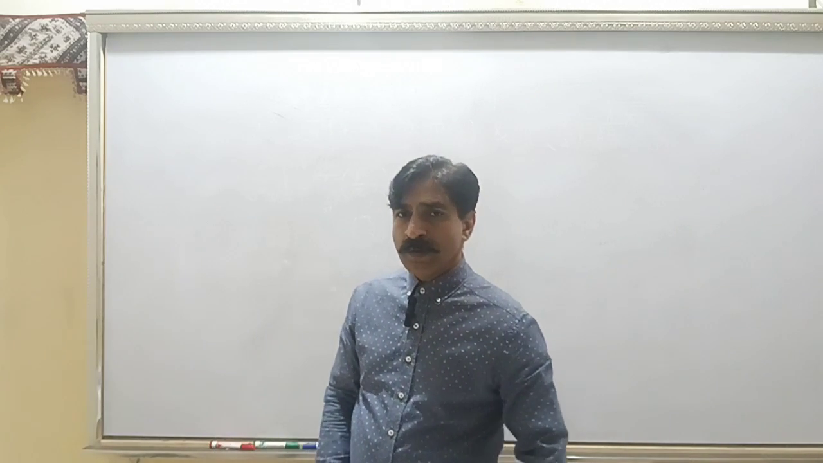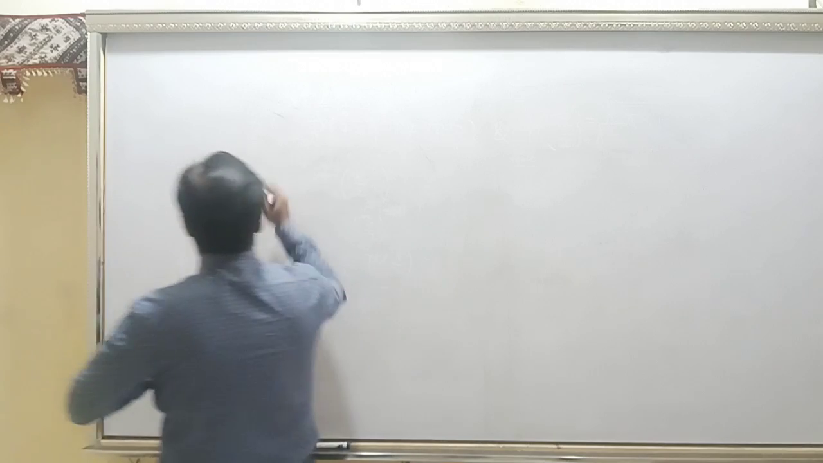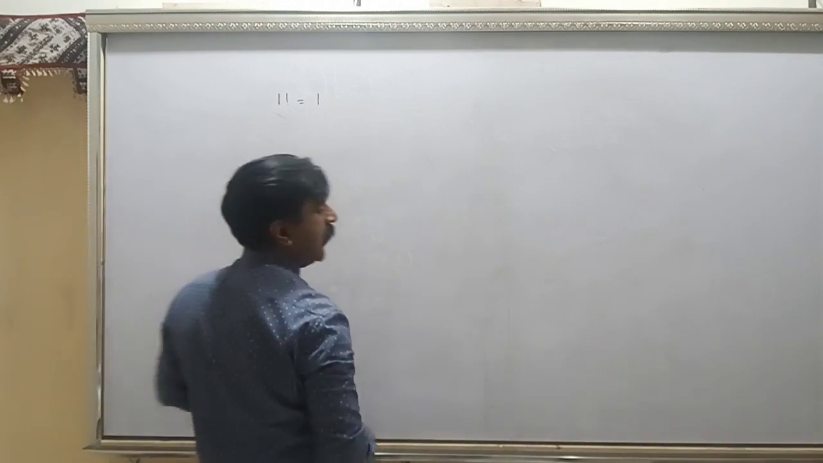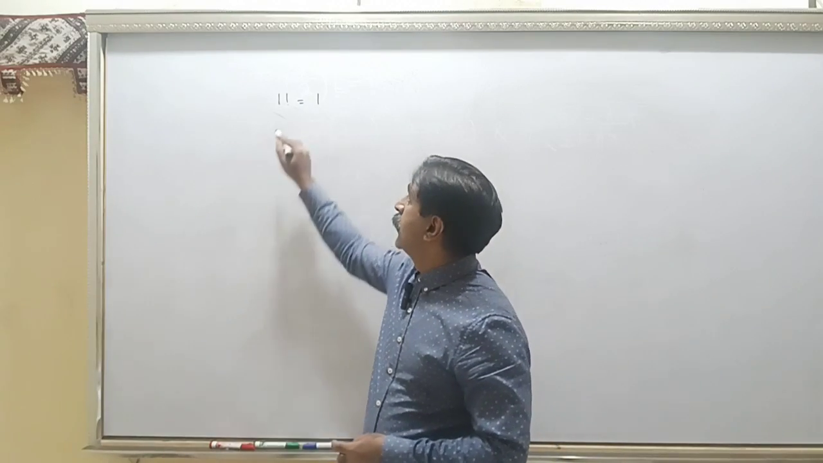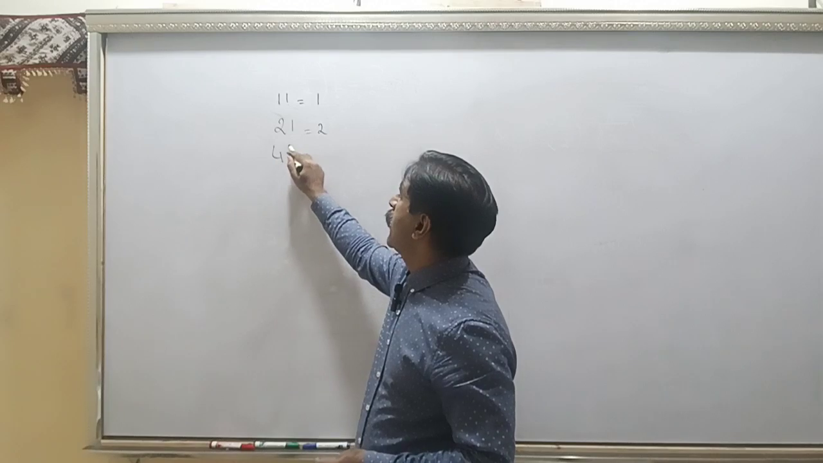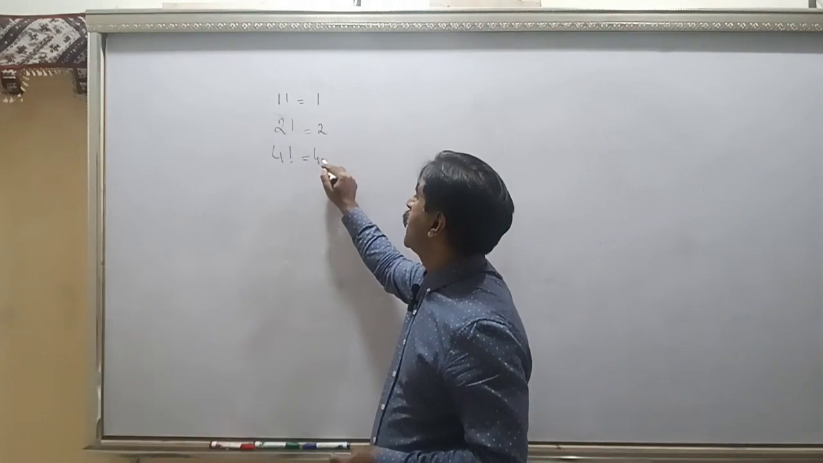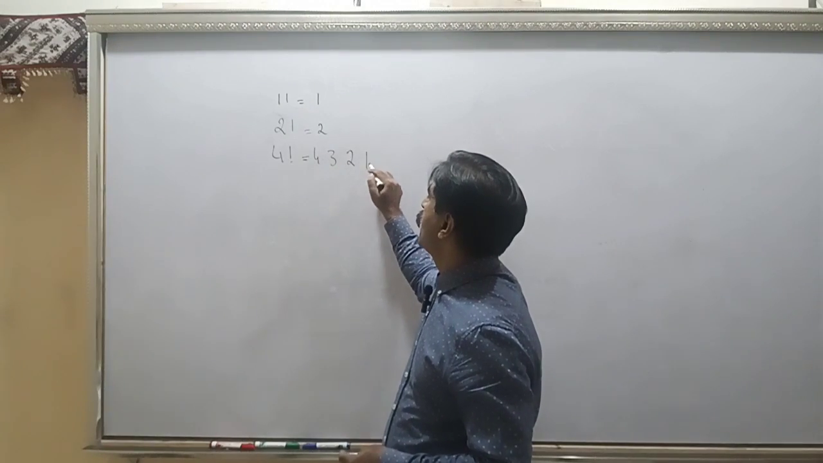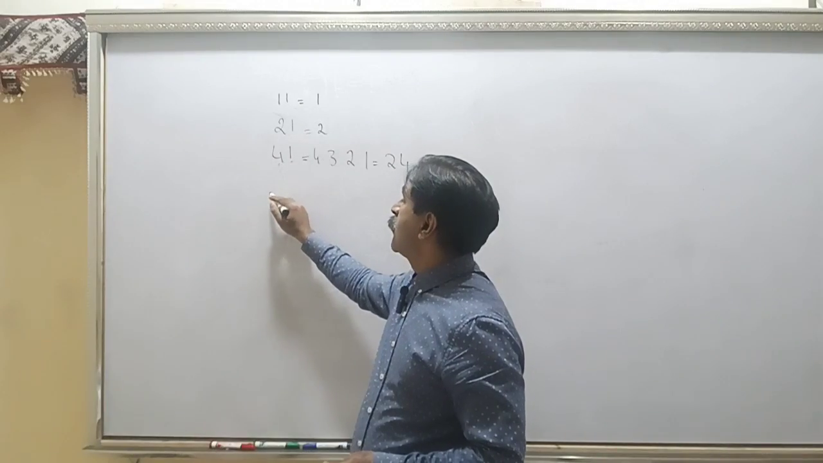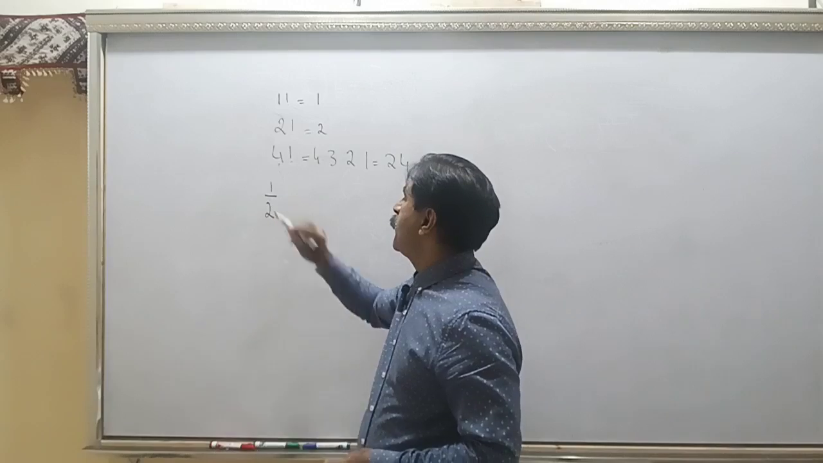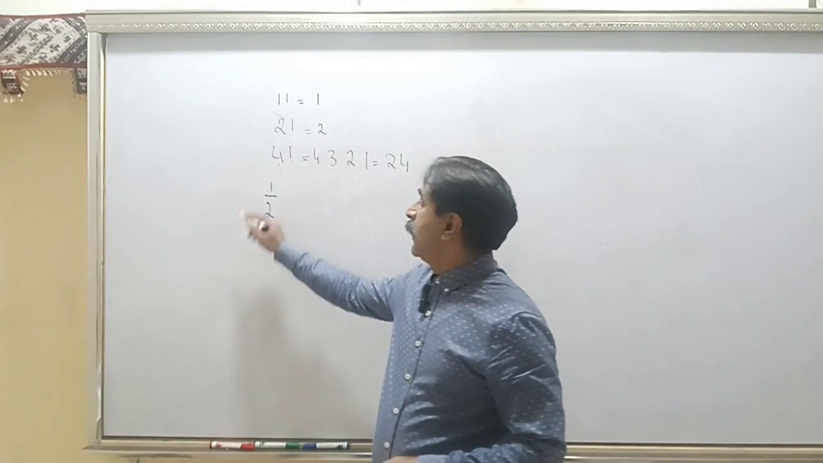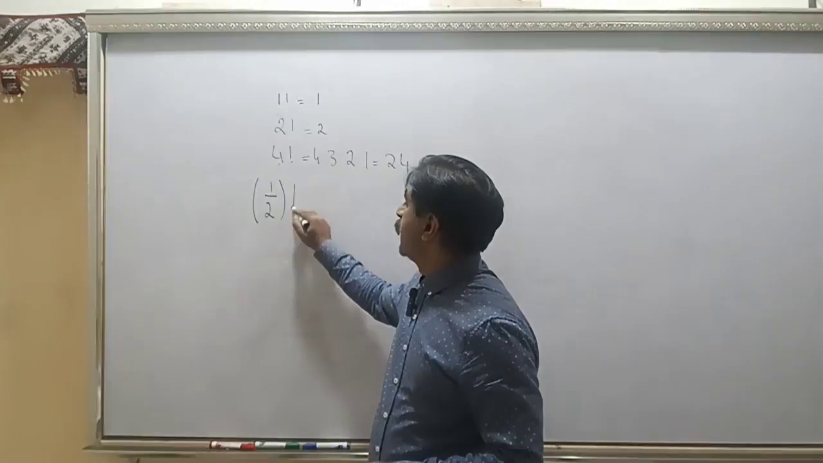Every one of you knows what is the factorial of 1. You say it is 1. And what's the factorial of 2? Everybody knows it's 2. And what is factorial of 4? It means it is 4 into 3 into 2 into 1. That makes 24, and so on. But the question is, if you have fractions like 1 over 2, then what is its factorial?